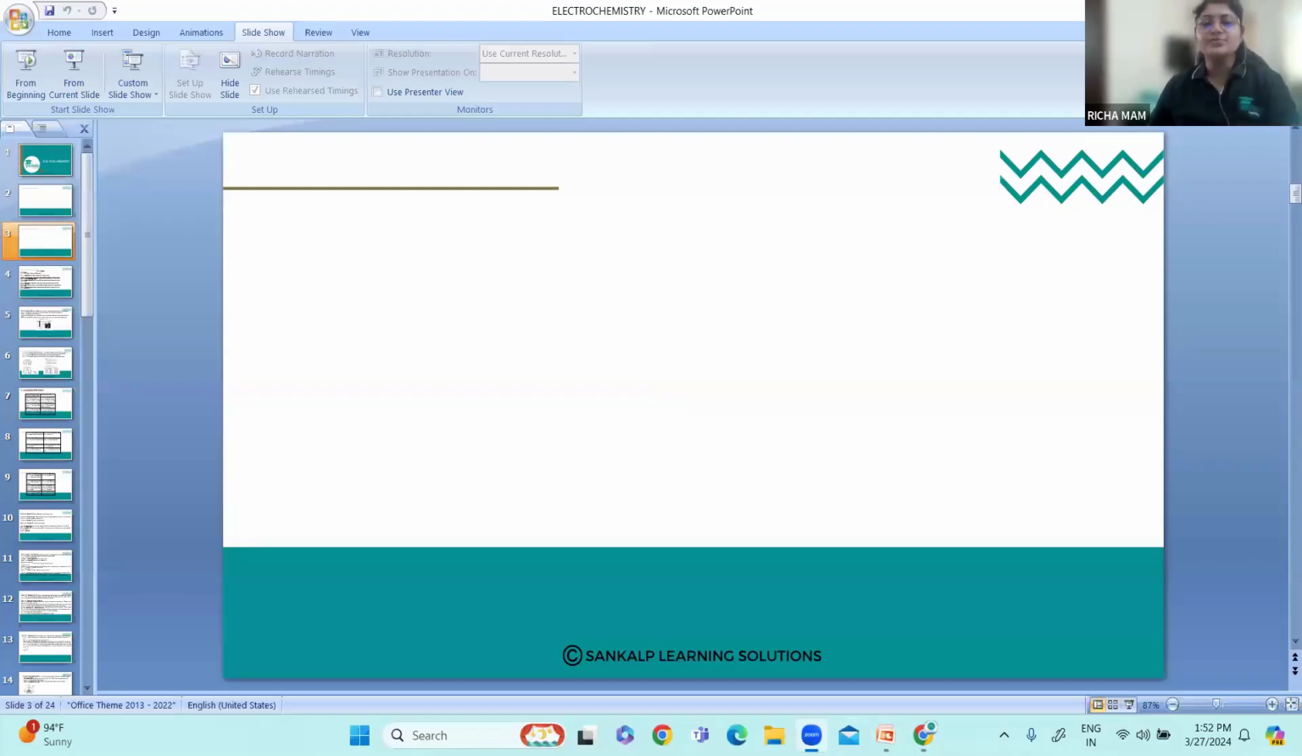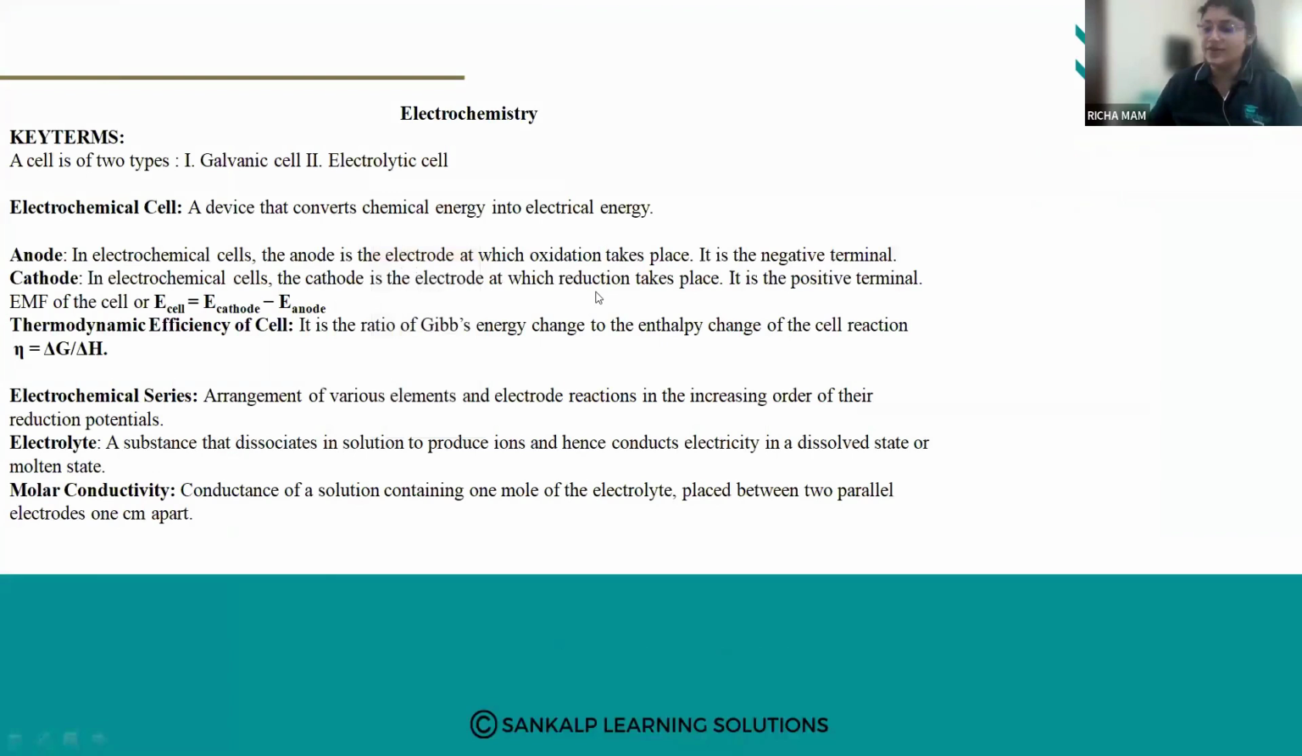As we have seen in metallic conductance, it depends on the movement of electrons. In the same way, electrolytic conduction depends on the movement of ions, because ionic conductance means it is made up of ions.